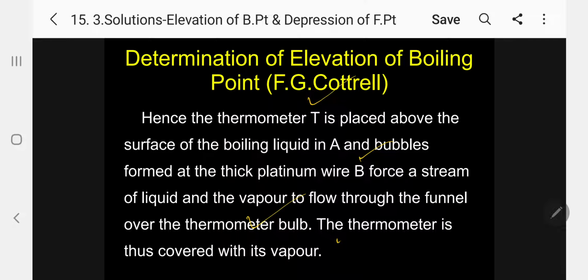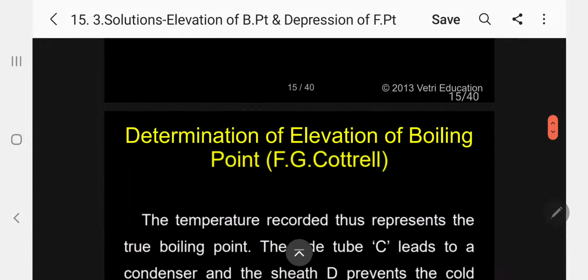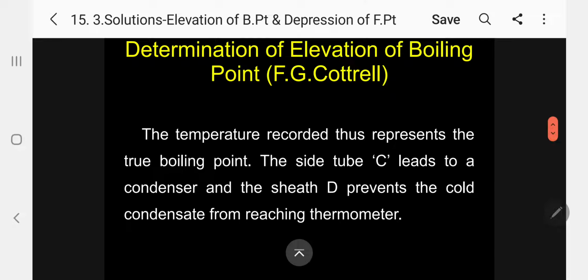So, the thermometer is thus covered with its vapor. Now only it gives the correct temperature, the boiling point of the corresponding solvent or solution. Kindly follow. See here, the temperature recorded thus represents the true boiling point. The side tube C leads to a condenser, and sheath D prevents the cold condensate from reaching the thermometer, so it will not affect the temperature of the thermometer.